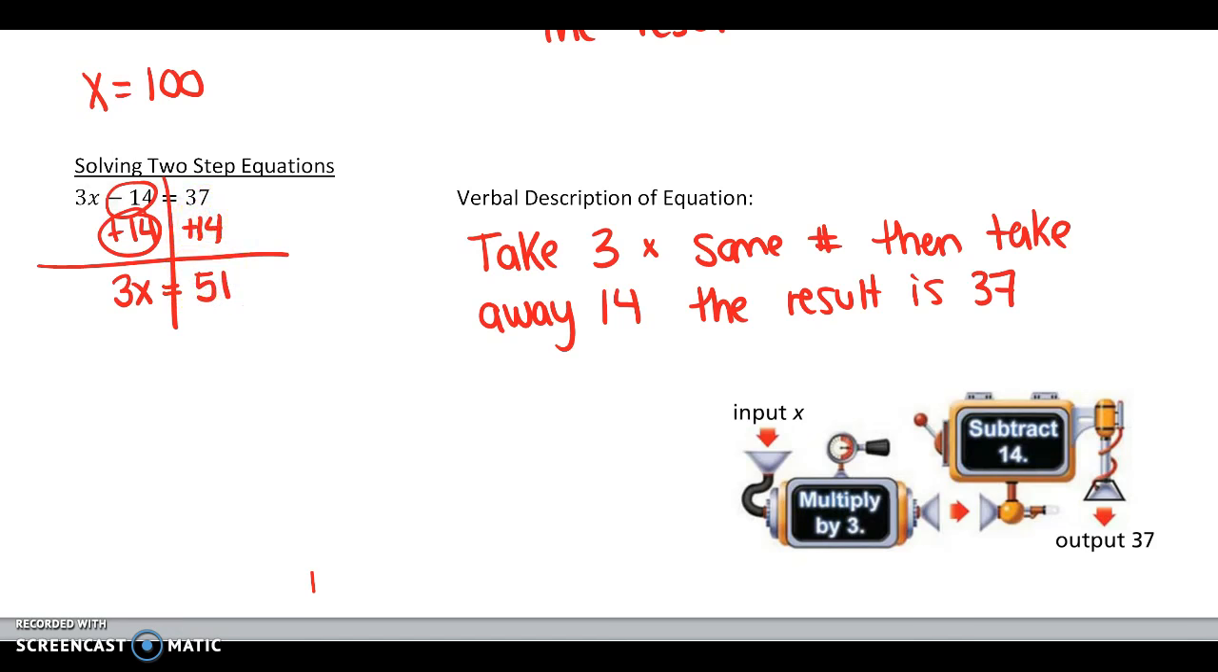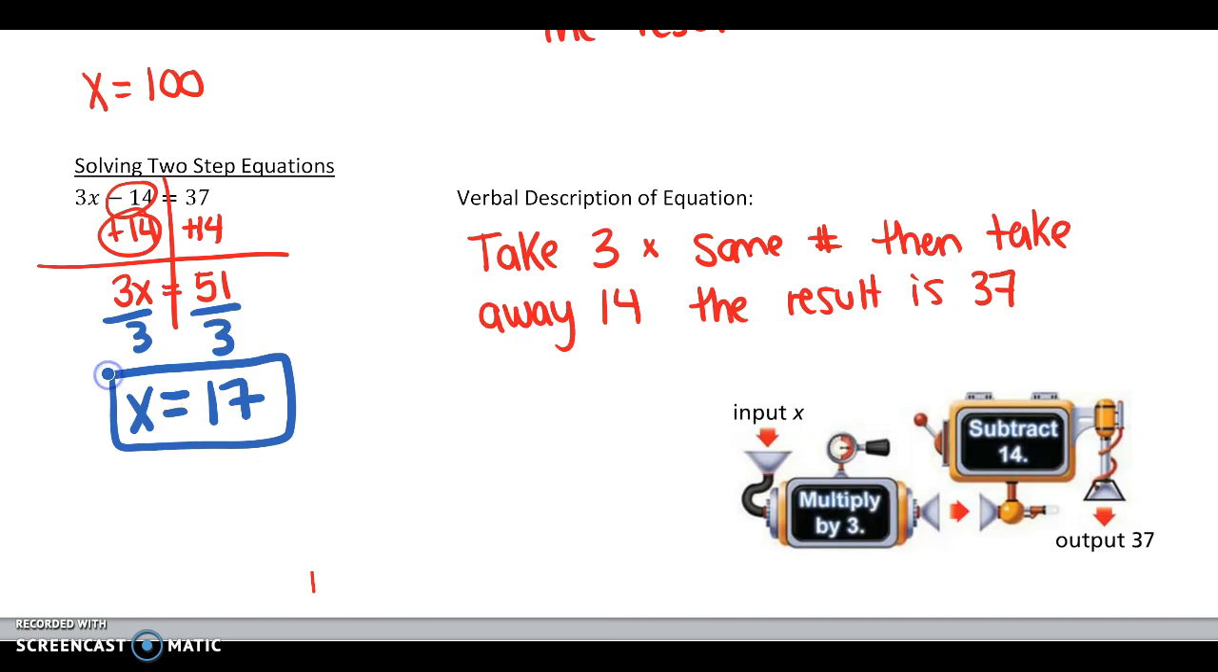Okay, so now that you've got your numbers on one side and your variables on the other, you can just isolate the x. In order to do that, this says 3 times x. I can divide both sides by 3. And I'll get x equals whatever 51 divided by 3 is. 3 is 17. And I probably wouldn't have guessed 17 right off the bat. It would have taken me a while, and that's why it's good to have these solving steps.